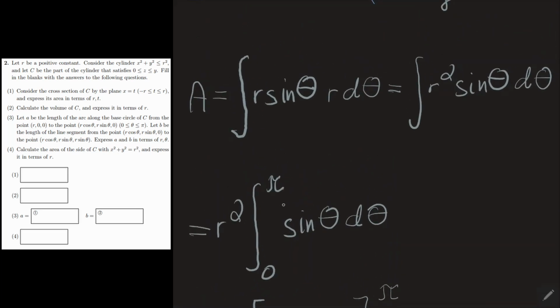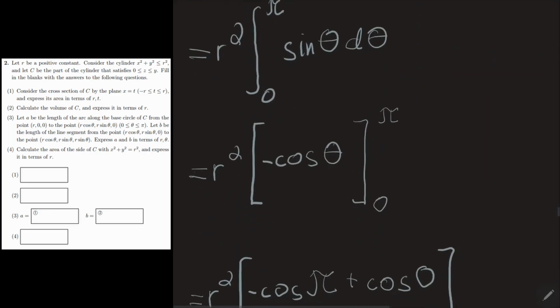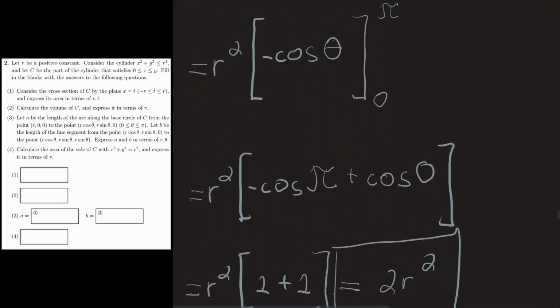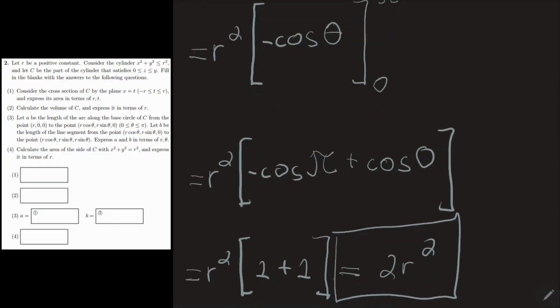And also, because this is an integral in terms of theta, our r is just a constant, so we can take it out. So then, this is just a basic integral of sine theta. So we get negative cosine theta from pi to 0, plug those values in, and you end up with r squared times 1 plus 1, which is equal to 2r squared. And that is the final answer to this very crazy question.